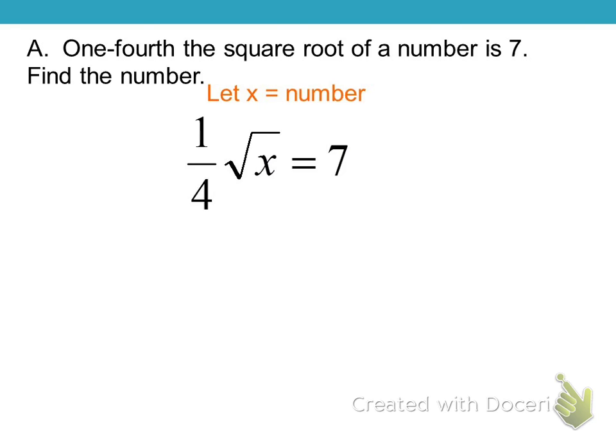Find the "is." That's sort of the breaking spot. Okay, this is where the equal sign goes. "Is 7," so equals 7. And then focus on the rest of this: 1/4 the square root, so 1/4 the square root of the number. Okay?